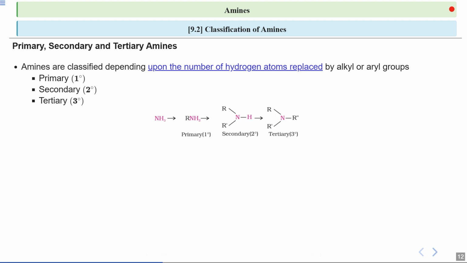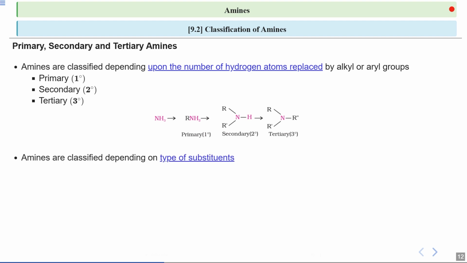Look here at this figure, the concepts will be more clear. This is amine, which is NH3. If I replace one hydrogen of this amine by this R group, which can be an alkyl or aryl group, I get a primary amine. If I replace 2 hydrogens by 2 R groups, then I get a secondary amine. If I have replaced all the 3 hydrogens by alkyl or aryl groups, I will get a tertiary amine. I hope this is clear.